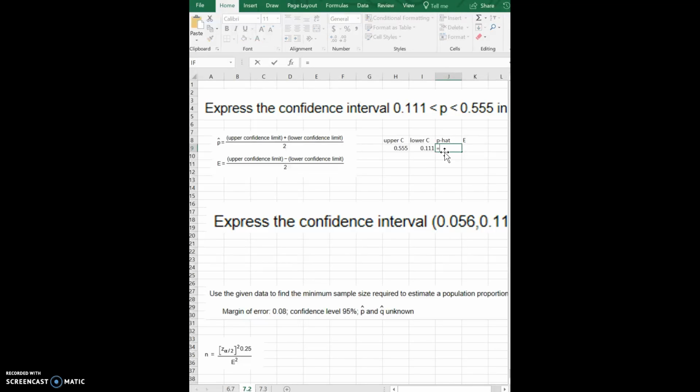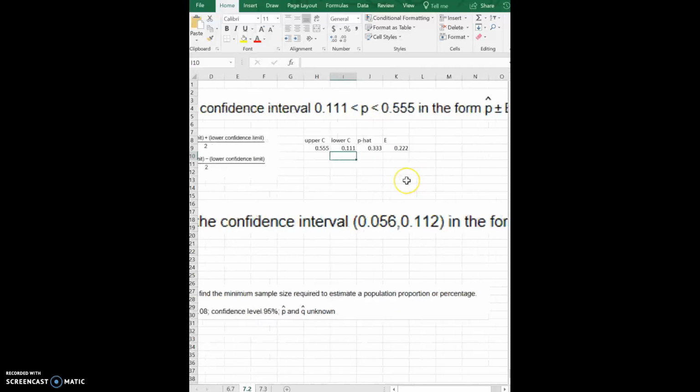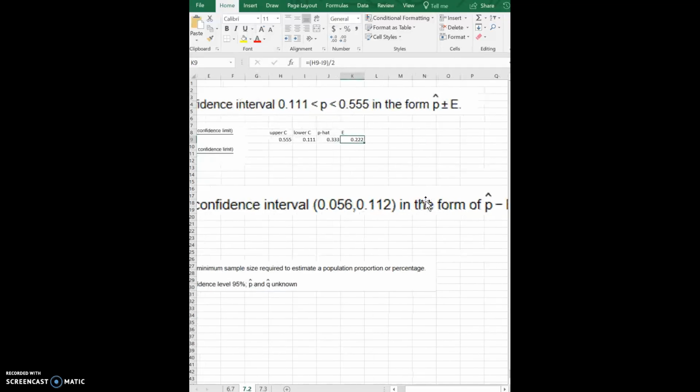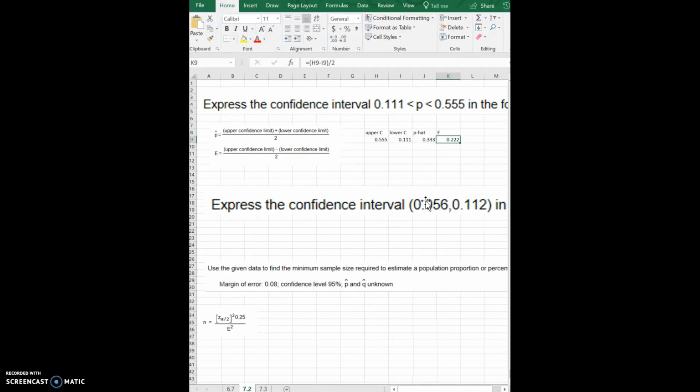So p hat is your upper confidence limit plus the lower confidence limit. So I'm going to put this in parentheses, upper plus the lower divided by 2. And then your e is going to be equal to your upper minus the lower divided by 2. And then you just express it in the form that it gives here, p hat plus or minus e. And so basically you'll just type these two numbers into Pearson. That's all you have to do. I know it seems super innocent and super simple, but that's literally it.